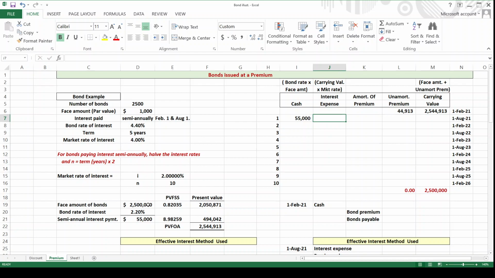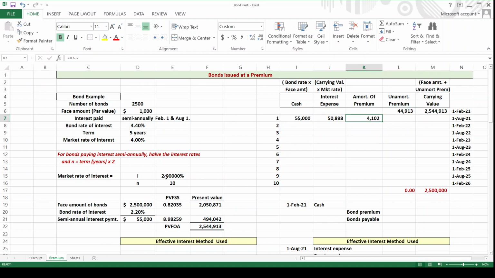Interest expense is carrying value times market rate. So let's take this 2544 times the market rate, which is 2%. And I got to freeze the interest rate again, right? With a dollar sign in front of the 15. Find the difference between these two numbers. I want it to be positive numbers, so this time I'll do it the other way. Put the cash first. I get 4102.